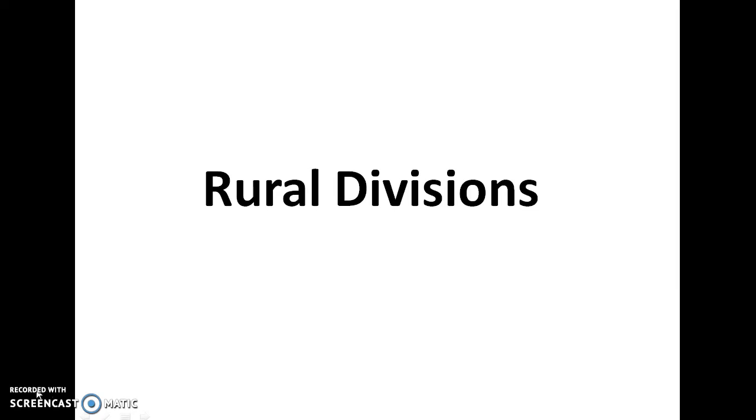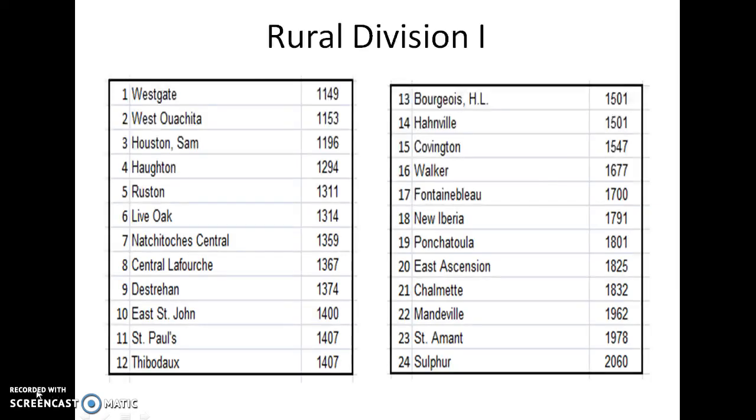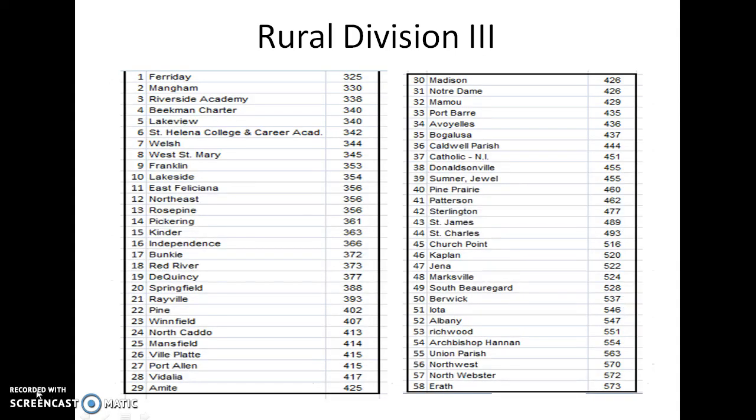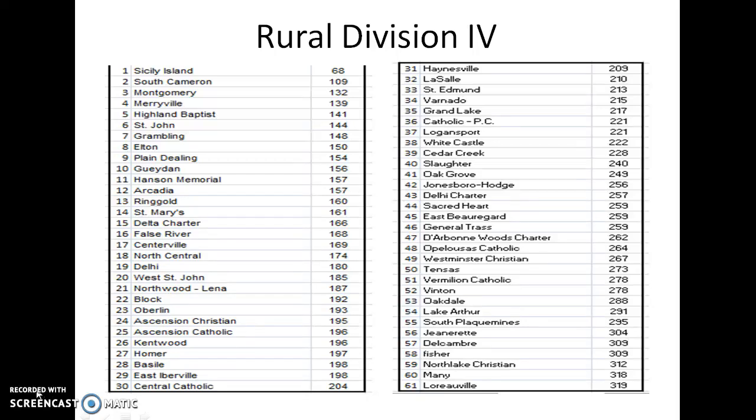Here are the rural divisions. Rural 1, Rural 2, Rural 3, and Rural 4.